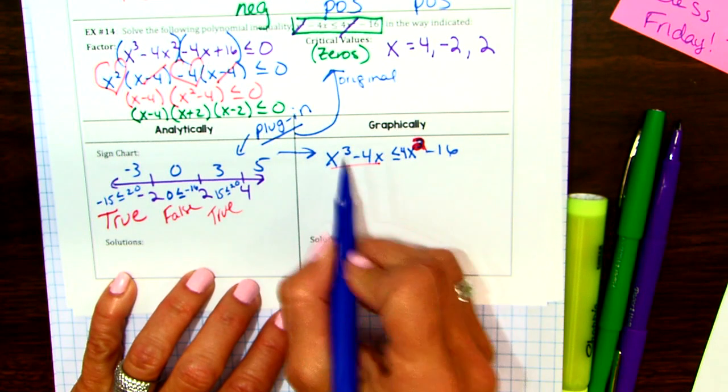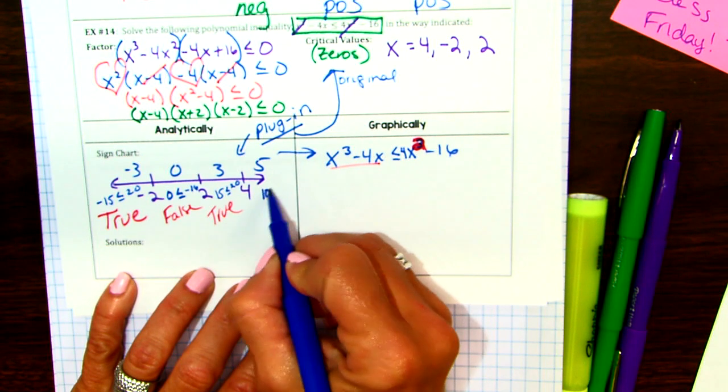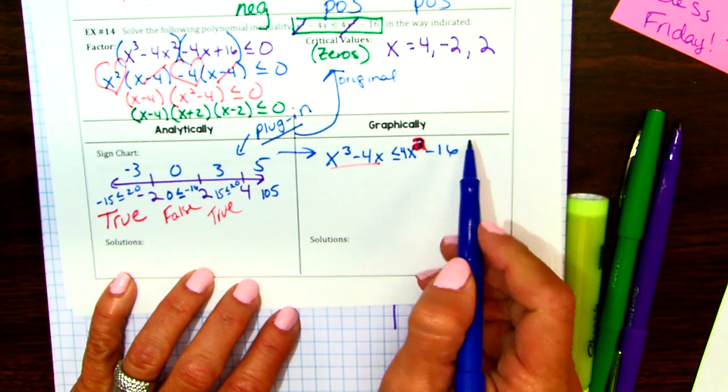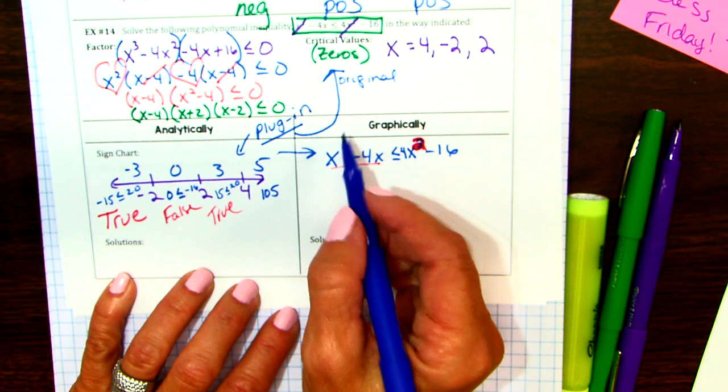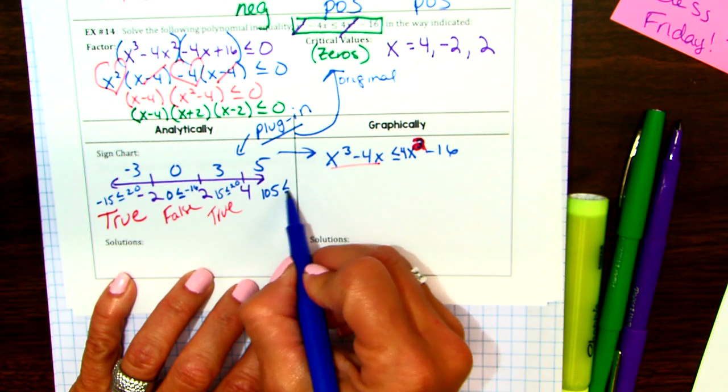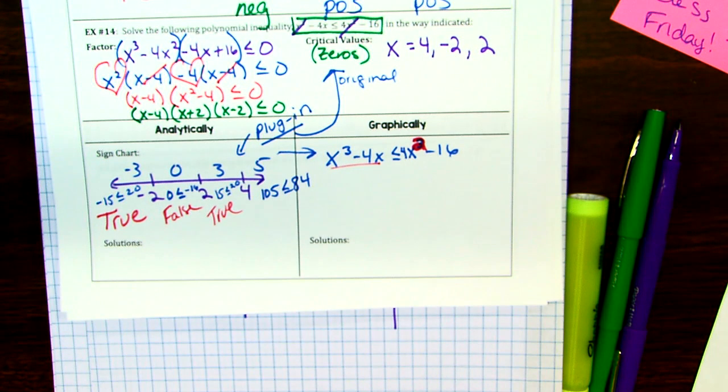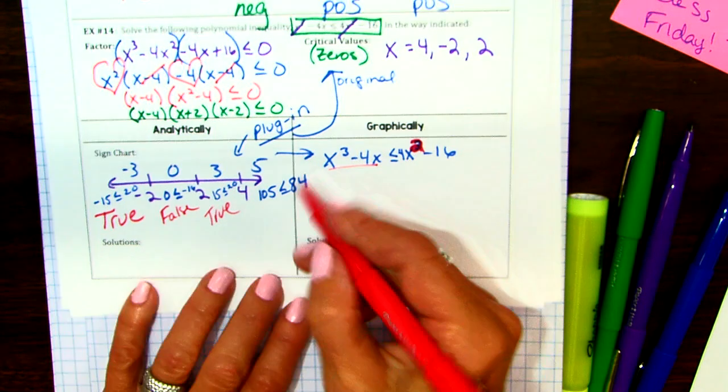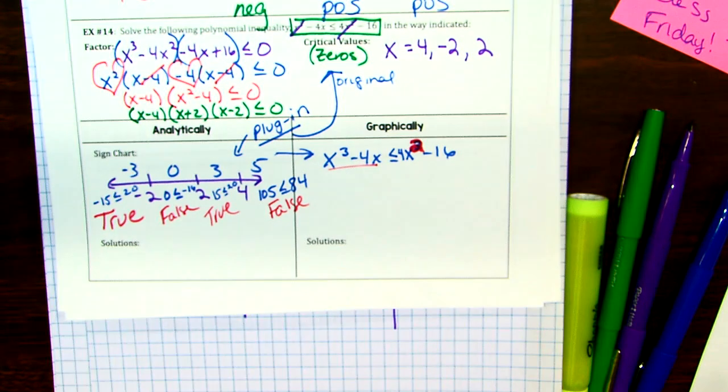And the last one, I'm just going to give you my answer. When I plug 5 into the left-hand side, I got 105. And when I plug 5 into the right-hand side, I think it's 84. Whatever, 80-something, not true, right? That's false.